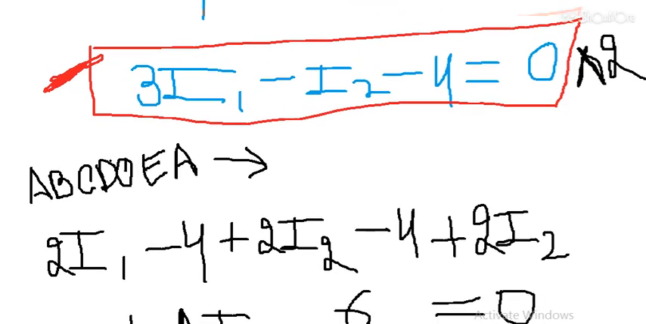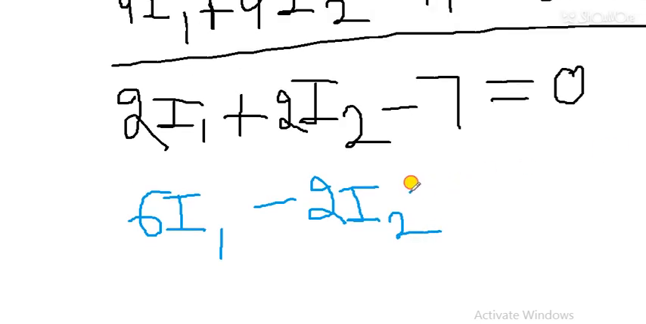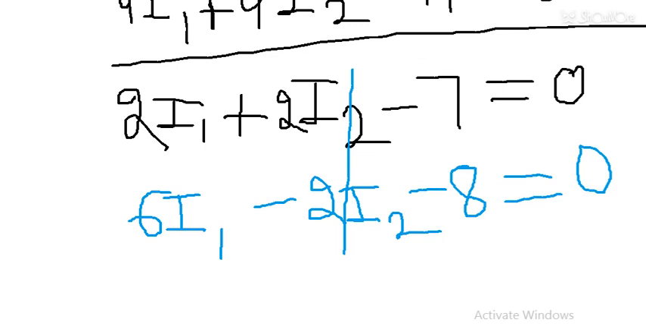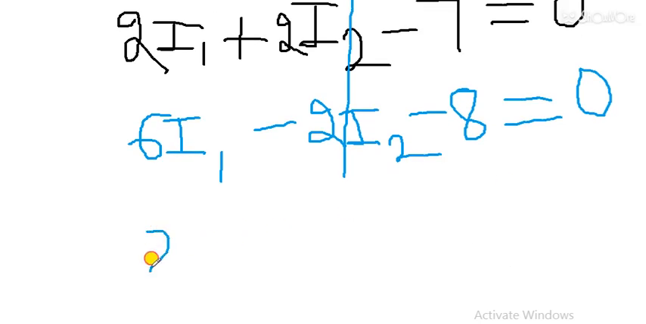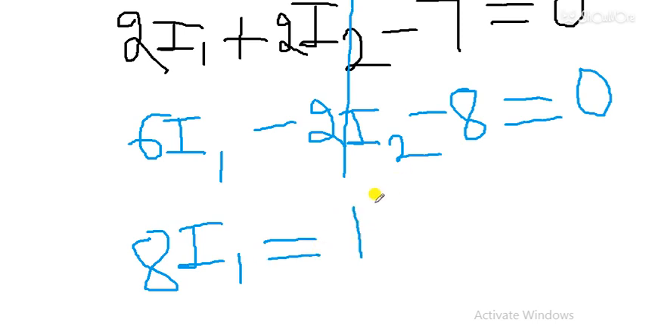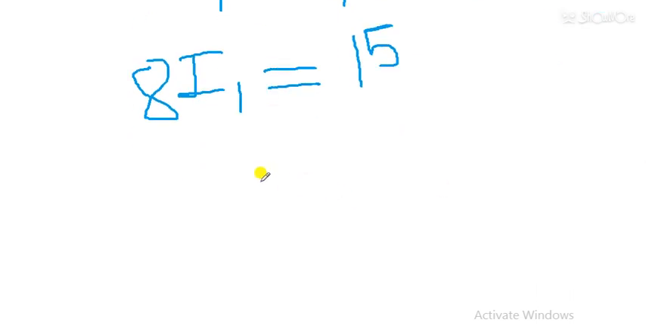6I1 minus 2I2 minus 2 for the 8. So 8 will be here. It is equal to 0. So if I add them, I2 gets cancelled out and we are left with 8I1 equal to 8 and 7, 15. So I1 is equal to 15 by 8. So students, we have calculated the value of I1. I1 comes out to be 15 by 8.